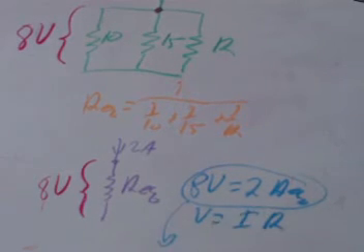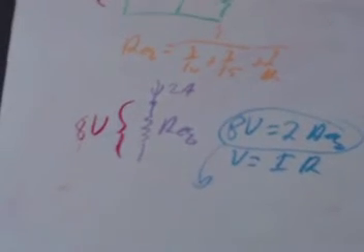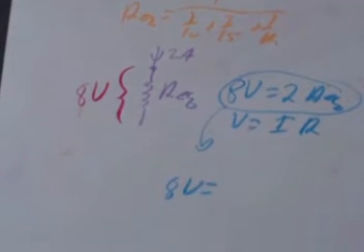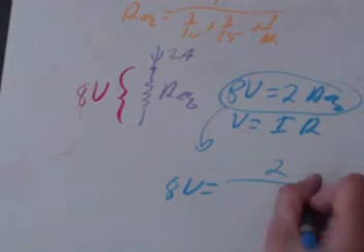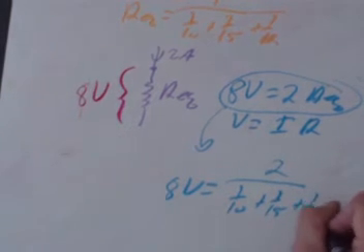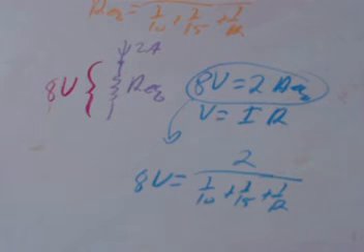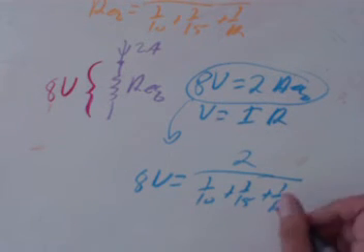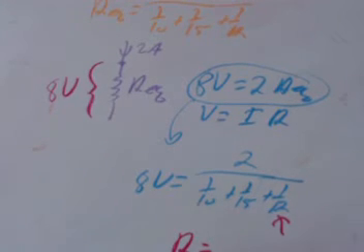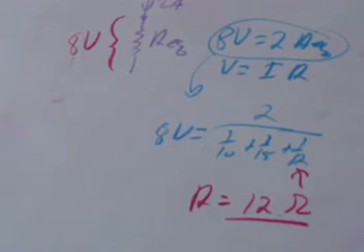So you can come down here and just keep plugging your stuff in, and you'll get that 8 volts is equal to 2 times 1 over the quantity 1 over 10 plus 1 over 15 plus 1 over R. So you have it all put together in terms of Ohm's law. The unknown resistance still sits down in there, and I believe you can solve for that now using algebra. I got something like 12 ohms for that, so I think that's probably going to be the answer if you numerically solve for it.